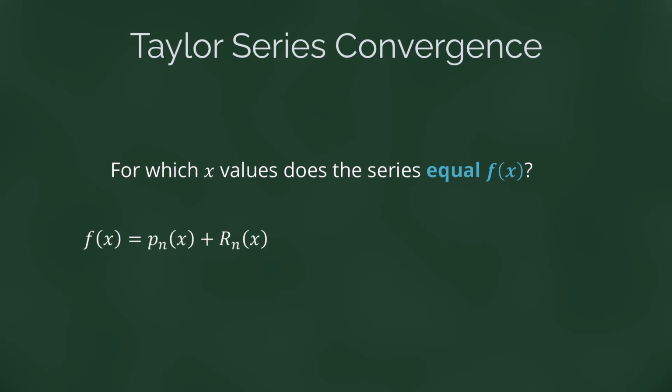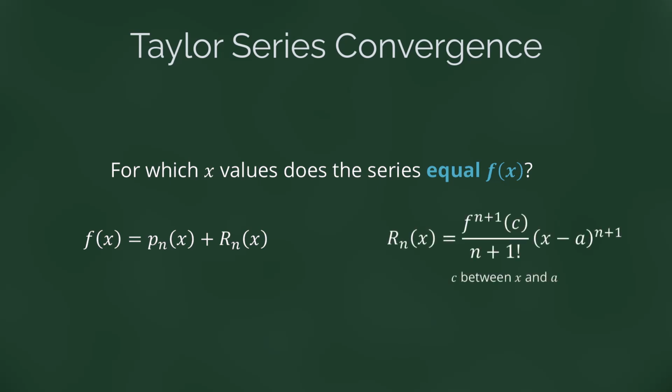Recall that we can write our function as the sum of the nth Taylor polynomial and some remainder r sub n of x. And we know that r sub n of x is exactly equal to the n plus first derivative of f evaluated at some point c divided by n plus 1 factorial times x minus a to the n plus 1, where c is some value that falls between our given x value and our center a.